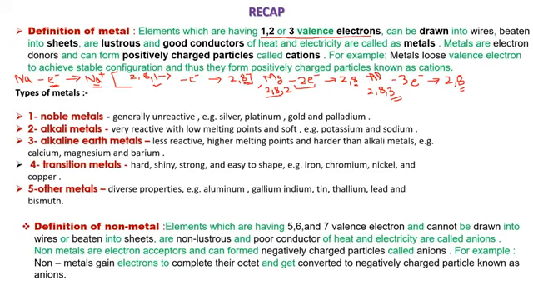Now coming to the types of metals, number 1, noble metals. Why are they called noble metals? They are highly unreactive metals. And what are the noble metals? Silver, platinum, gold and palladium, right?